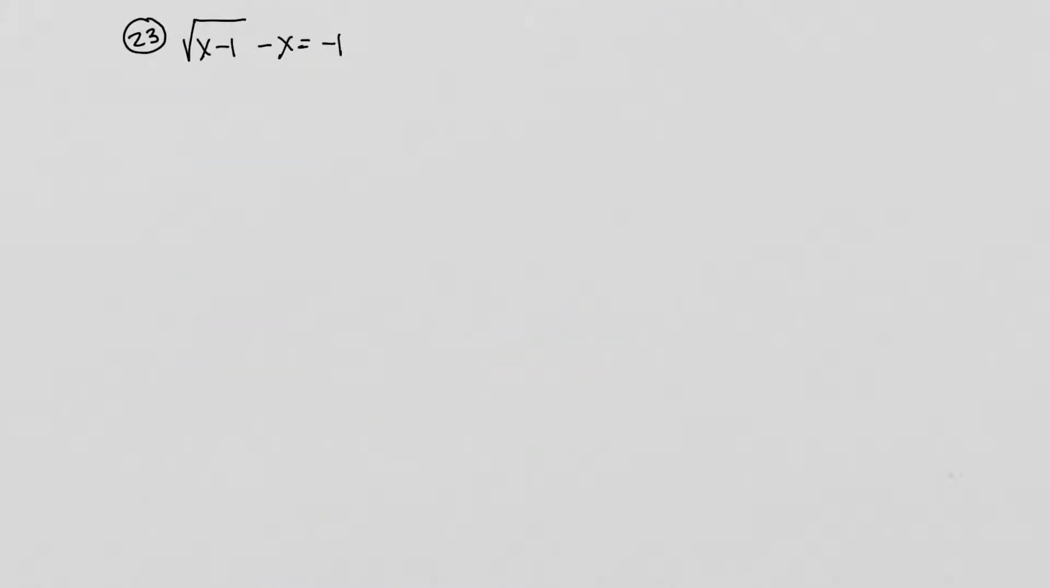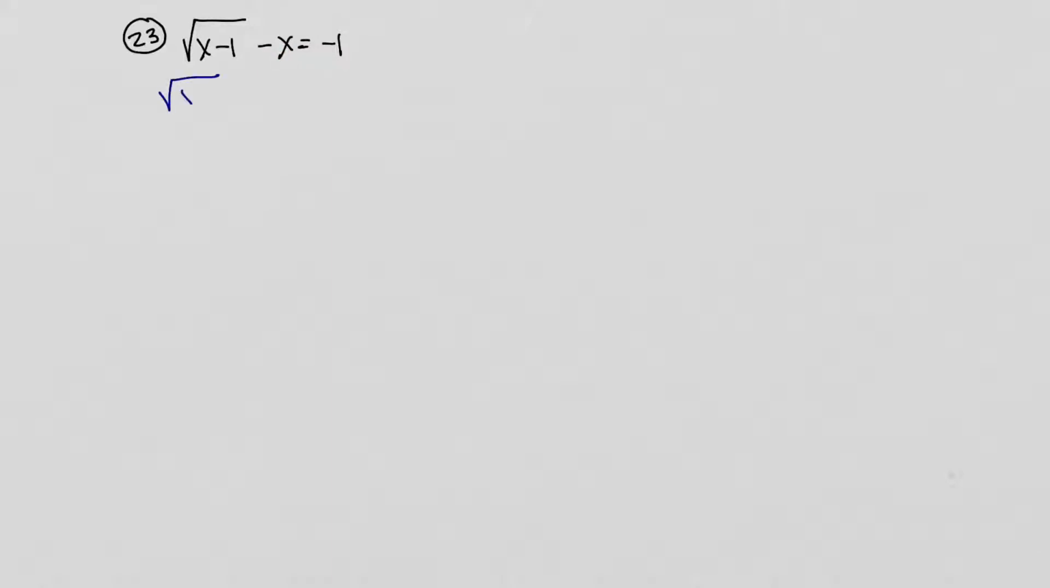Let's take a look at 23. We've got a radical equation again, and we know what to do. We're going to isolate a radical, so maybe we'll isolate this. Let's get rid of this x. Let's add x to both sides. So the plan is to add x, so let's do it.